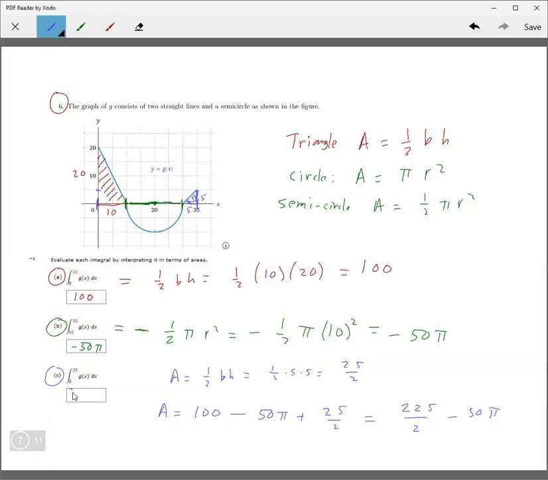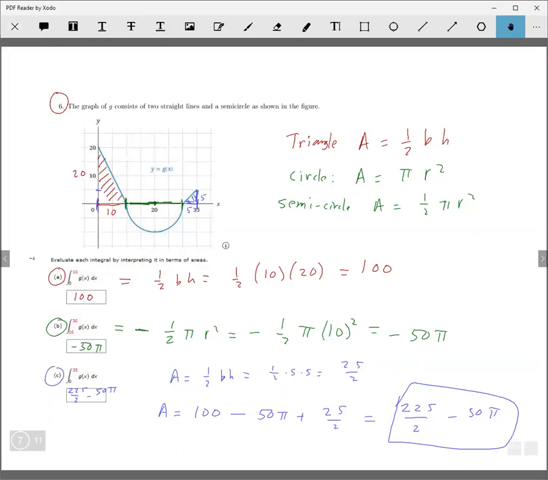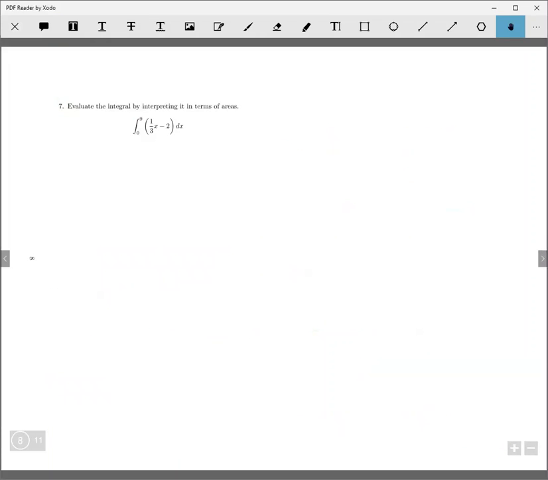Or this one right here. Okay, great. Number 7. Evaluate this integral by interpreting it in terms of areas.